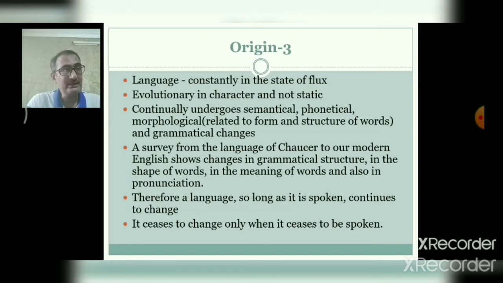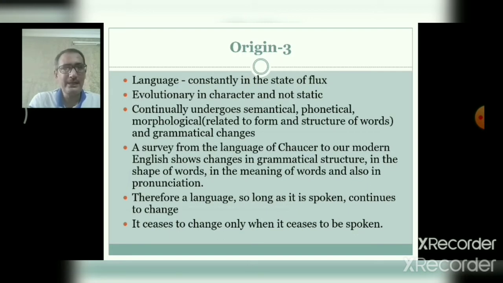So take for example the Chaucerian time, the language of the Chaucerian time. We study that language, and if we study the language of our own times, modern times, then we find a number of changes. The changes can be witnessed in grammatical structure, in the shape of words, in the inflections of words. Inflections are letters which are attached to a word to indicate a different sense, in the meaning of words, and also in pronunciation. So this is what proves that a language always undergoes semantical, phonetical, morphological and grammatical changes.